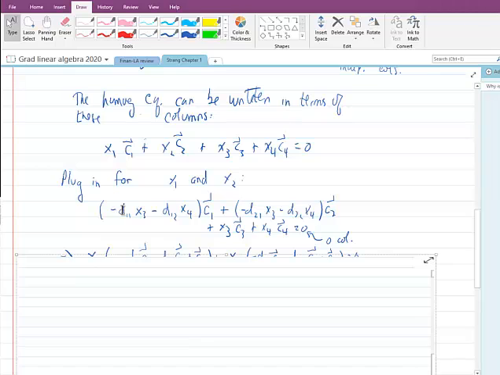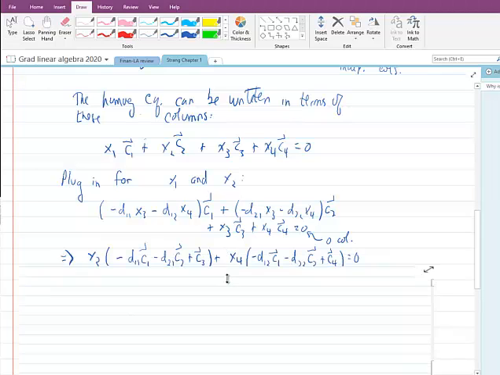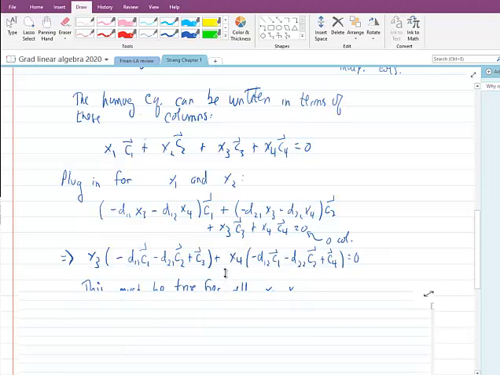I plugged in those, as I said: X1 equals minus D11 X3 minus D12 X4, X2 equals minus D21 X3 minus D22 X4. And then I have my X3 C3 plus X4 C4 equals 0. I've just plugged in those relationships between the coefficients into this linear combination equation. So let's work this out. Let's group all the terms with X3 and all the terms with X4, and we get this.